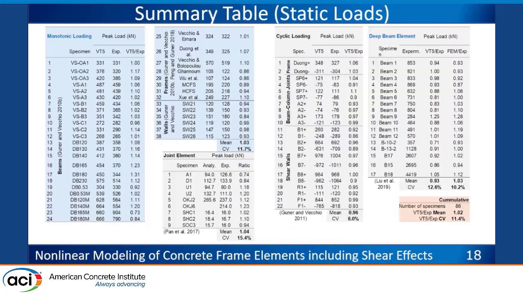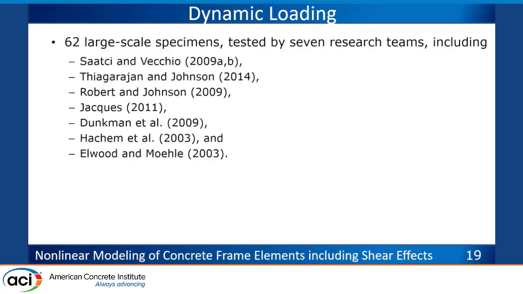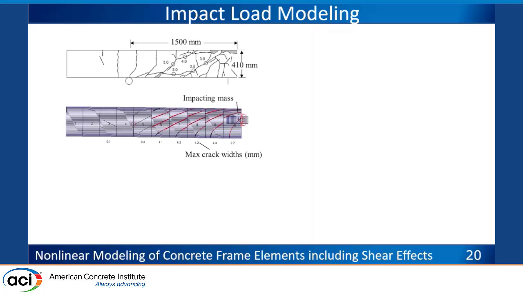This is sort of a summary table for all static load specimens, and you can see the numbers. Average is pretty good. Coefficient of variation is 11.4% for everything that we have done. Dynamic loads, 62 specimens we did, coming from all those researchers.